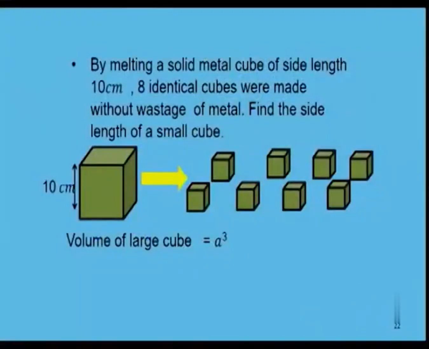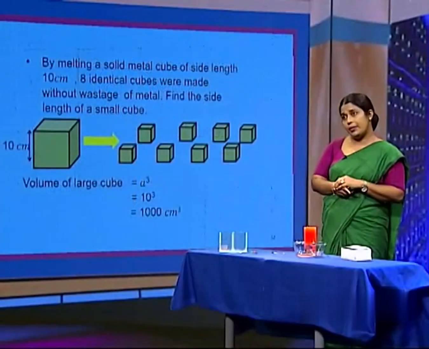So, first of all you have to find out the volume of the large cube. You can use the formula V equals A to the power 3. You can substitute the value as 10. 10 to the power 3 means you have to multiply 10 three times. 10 times 10 times 10 is 1000 cubic centimeters. So, the volume of the large cube is 1000 cubic centimeters.